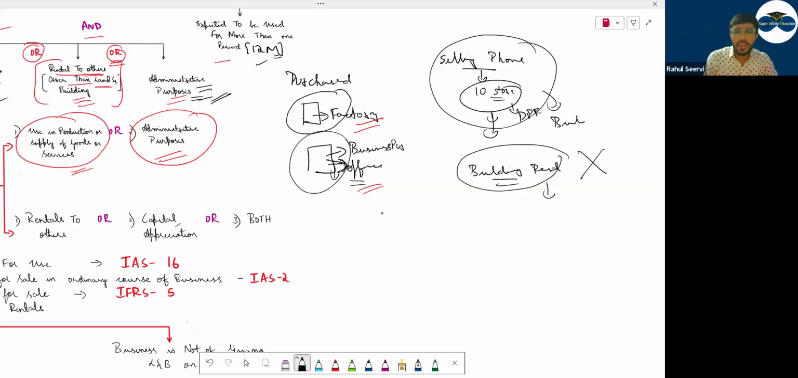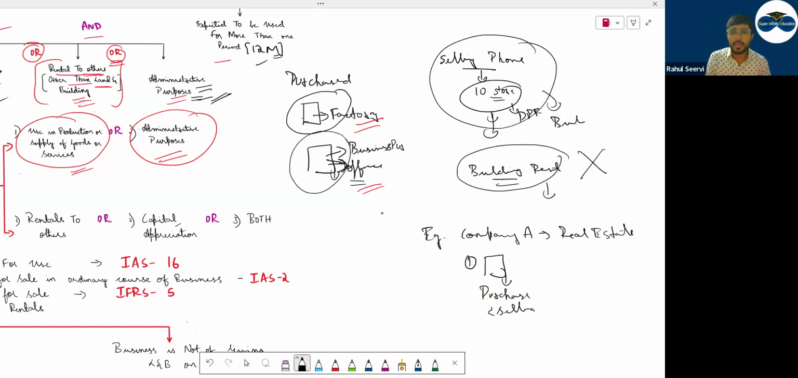Now I'll give an example. I say that company A is into real estate. Company A is in which industry? Real estate business. They do three types of business. The first one is that they purchase the land and sell it. They purchase, they sell. Second one, they purchase land and building and give this on rent. We will discuss these two only. No need for the third one.